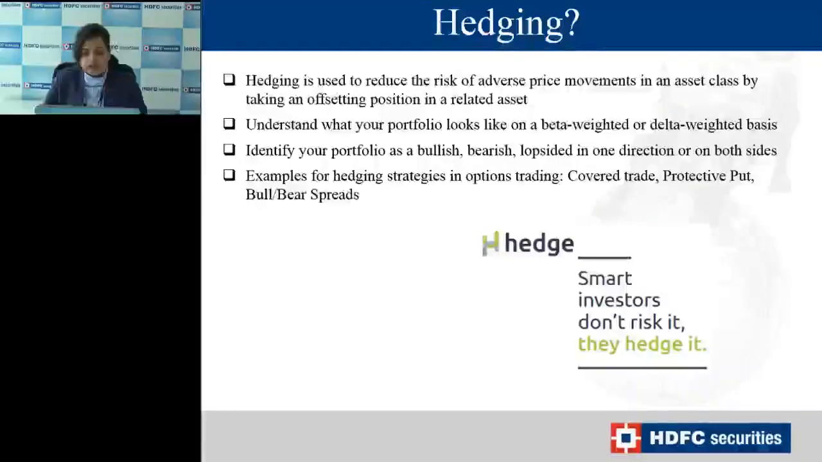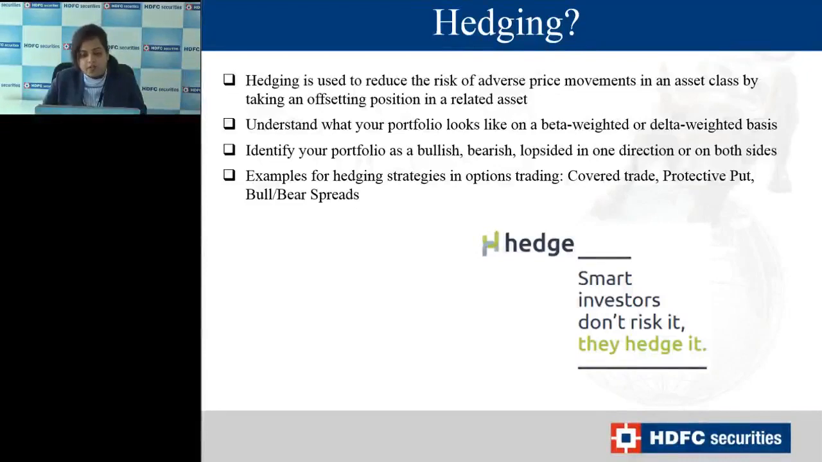Before we understand what kind of hedging needs to be done, we need to understand what our portfolio actually looks like. Now, for this portfolio, we need to understand how it looks on a beta-weighted or a delta-weighted basis. So this session is all about understanding how hedging is done through beta hedging and delta hedging, what beta stands for, what delta stands for, and how the hedging is done through these terms. This is what we are covering in this session.